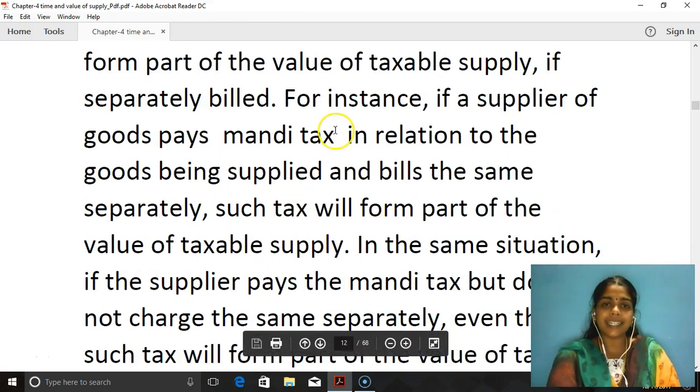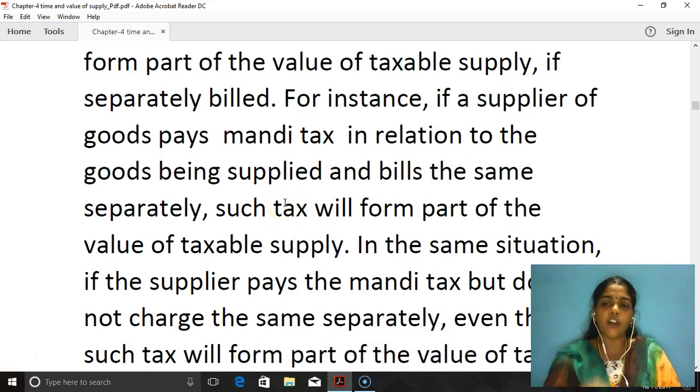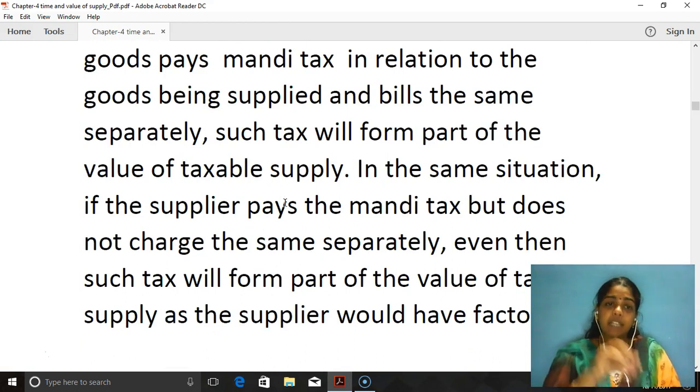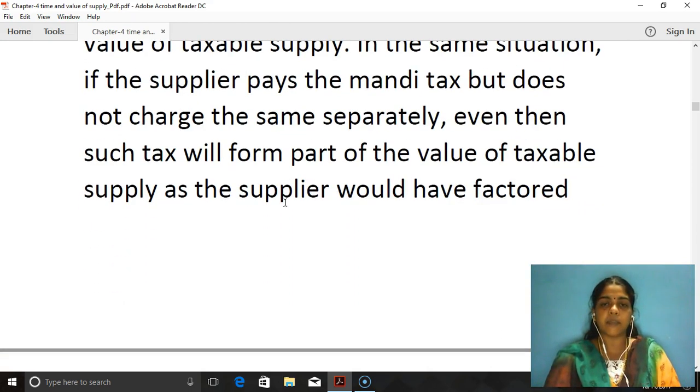If the supplier pays mandi tax in relation to the goods being supplied and bills the same separately, so even to avoid tax, if they bill it separately also, this tax will form part of the value of taxable supply. Even if you issue a separate bill for the tax, even then this tax should form part of the taxable supply. In the same situation, if the supplier pays the mandi tax but does not charge the same separately, even then such tax will form part of the value of taxable supply. So if you have the intention to avoid paying GST on the other taxes, you cannot do so. So the government is imposing strict regulation.